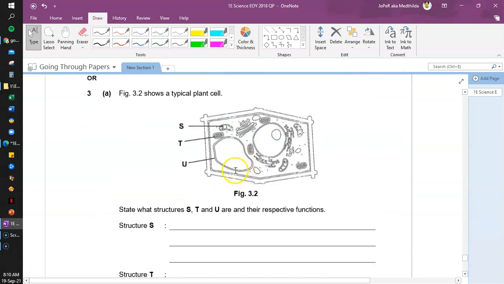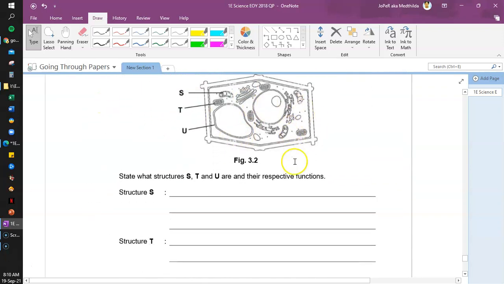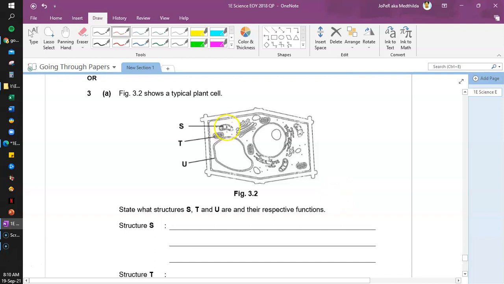Next, question 3a. Now this is a plant cell. So what are the three organelles over here? This one is like a jelly bean with the veins, so this is the mitochondrion. This is a chloroplast. Very similar to the mitochondrion, but you can see there are many things inside, so this is the chloroplast containing chlorophyll. And the last one here, you can see it doesn't have the inner circle, so this is the vacuole.